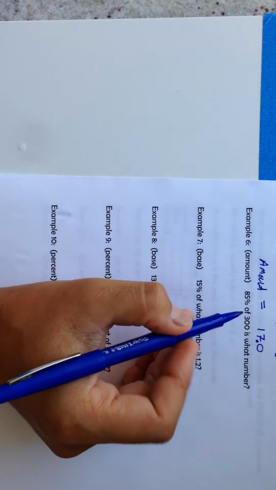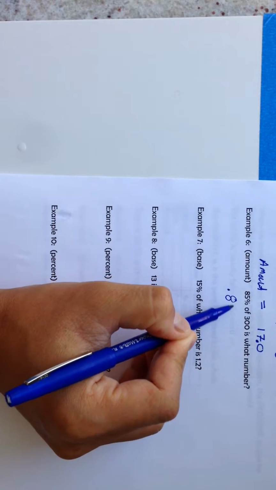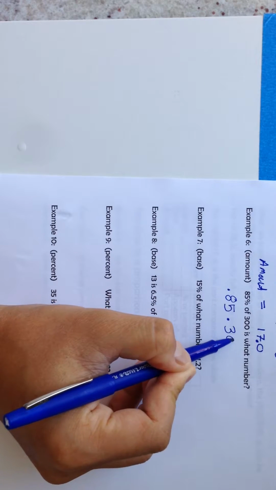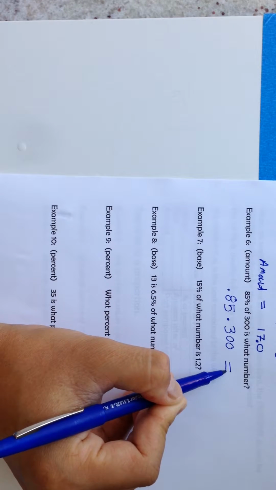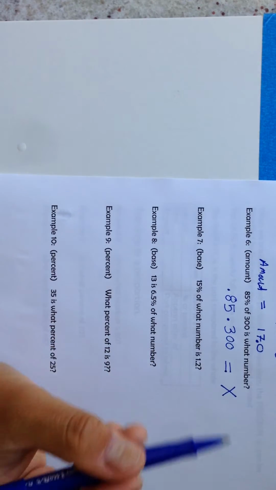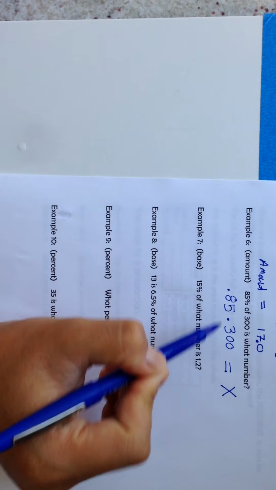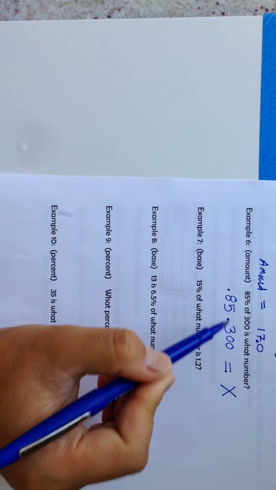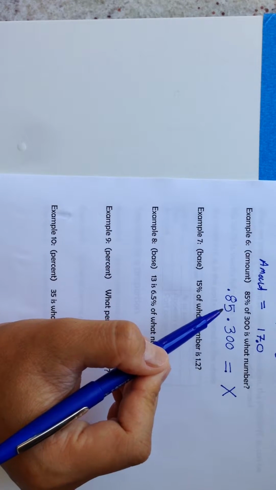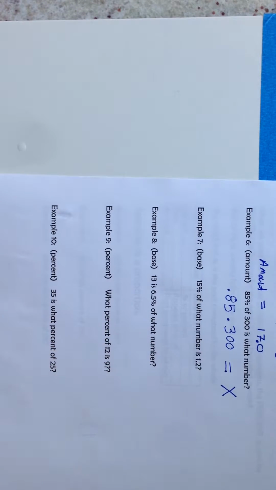All right. So again, direct translation of 85% of 300 is what number? Okay. So we're looking at percent times the base. This is going to tell us how much we save. So you bought a big old TV and they give you 85% off. So how much do you save if the original cost was $300?